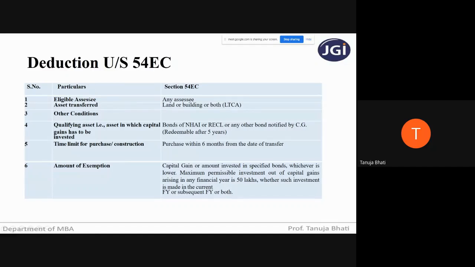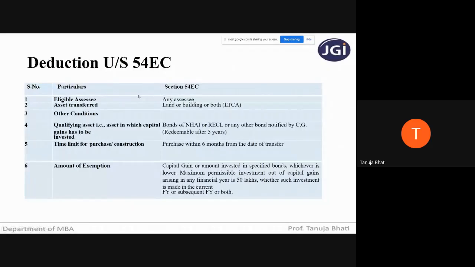Who is eligible to get this deduction? Any SSC. Under 54EC, any SSC. Remember, section 54 only individual and HUF, section 54B individual and HUF, section 54D we have seen any SSC. Even under section 54EC, any SSC is eligible for getting this deduction. What asset should he transfer to get this deduction? He should transfer land or building or both, but it should be a long-term capital asset, meaning only if he's getting a long-term capital gain, then only he will be eligible for deduction under section 54EC.